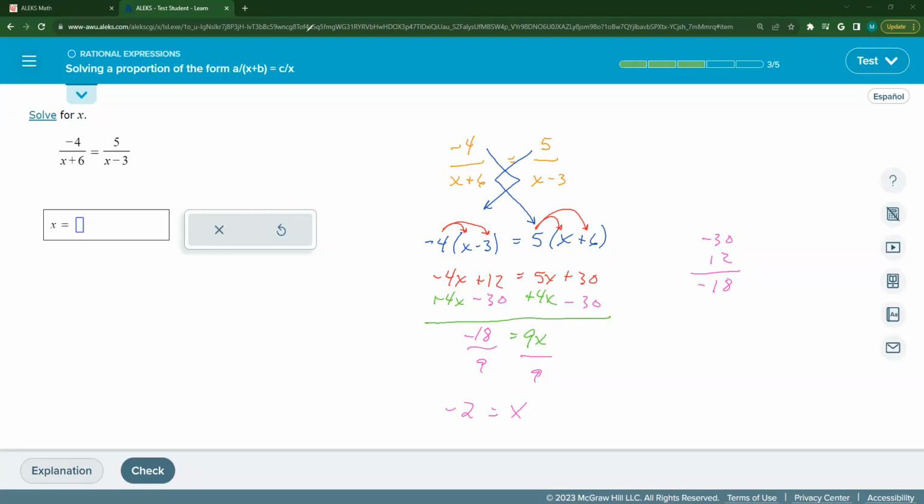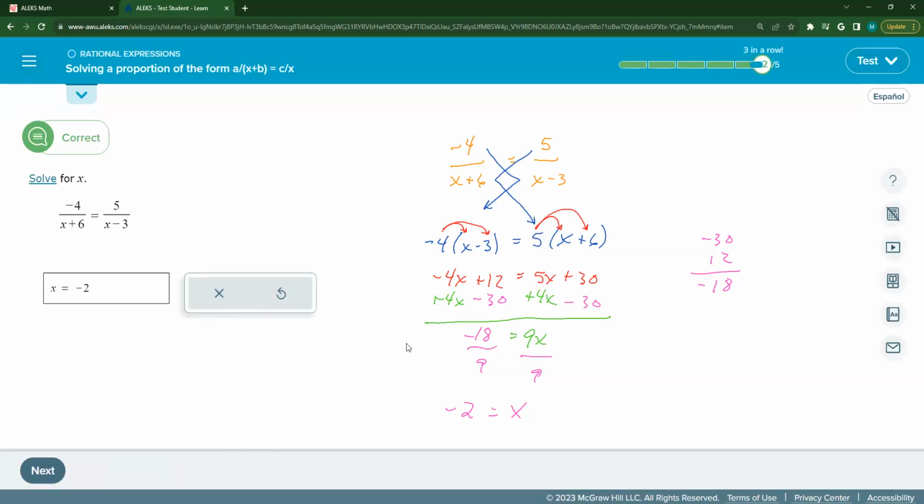Type that in, test it, and hopefully I am done. Yes, so I have it correct, and we are good to go with that.